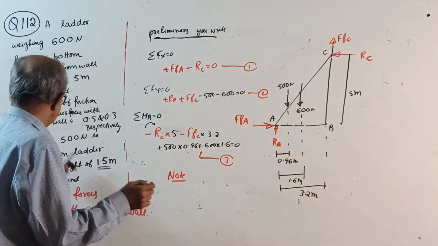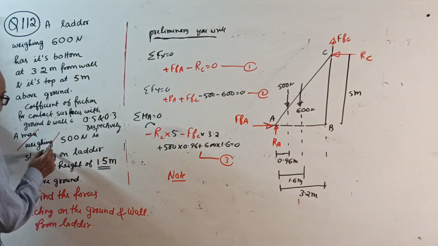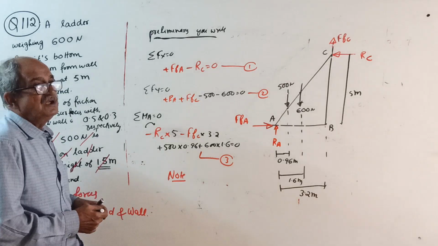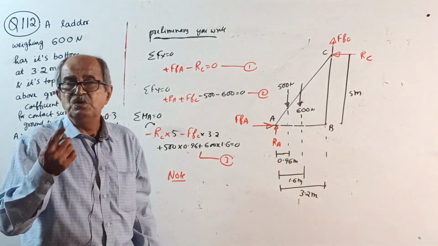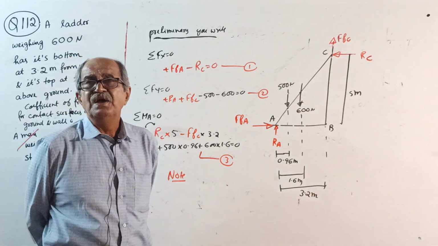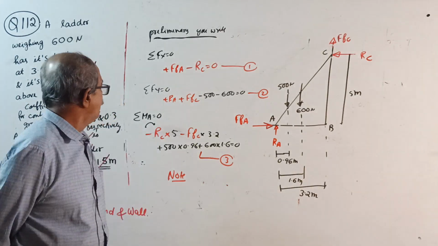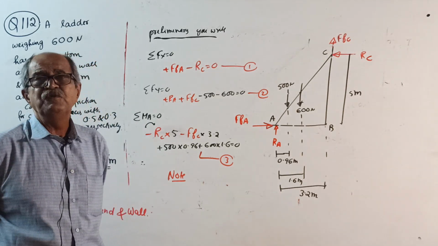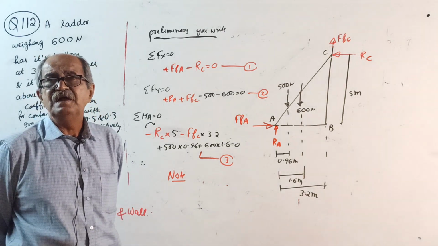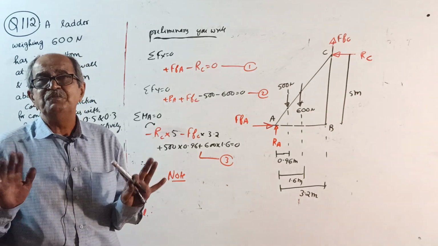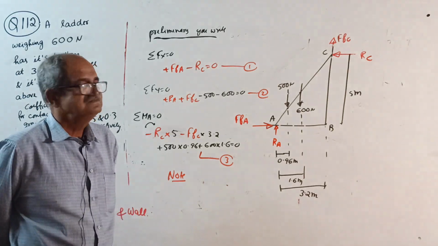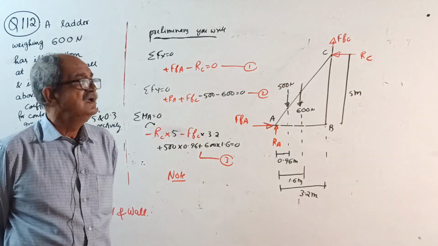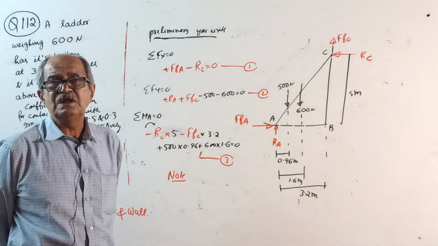Okay, right. You cut this statement, see. A man weighing 500 Newton is standing on the ladder at a height of 1.5 meter. You change that language to: it is found that when a man weighing 500 Newton is standing at a height of 1.5 meter above the ground, the ladder is on the verge of slipping. Now you can solve. Sir, but sir, no, you can solve. Sir, you please solve, sir.